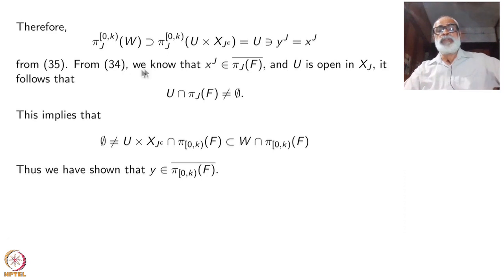Okay, so from 34 we know that this x_j is inside the closure of π_j(F), and U is open in X_j. It follows that U intersection π_j(F) is non-empty. So this implies U intersection X_j complement is non-empty, intersection with π_j inverse of the projection map from π_{0,j} to X, this is non-empty. But that is contained inside W intersection the projection of F on 0 to K. So for each point y, every neighborhood of y intersects this one. Therefore, this must be in the closure of this.